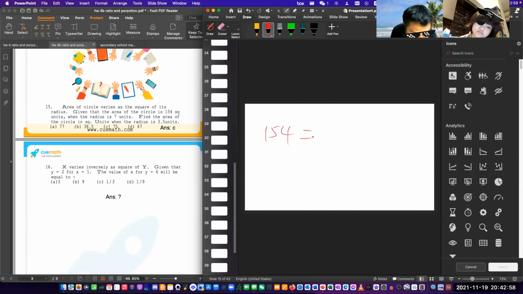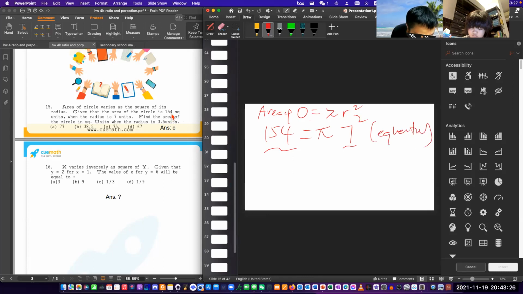While the radius is actually 7. Okay, so that means 7 squared. Then this is your part, because the area of the circle is equal to pi r squared, right? So the area of the circle is 154, the radius is 7. So therefore, this is the equation.